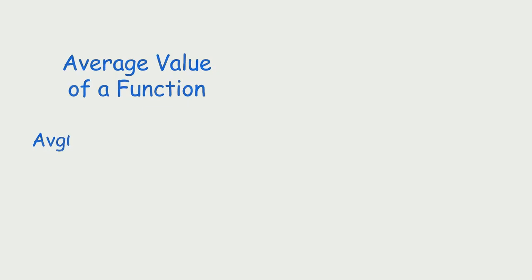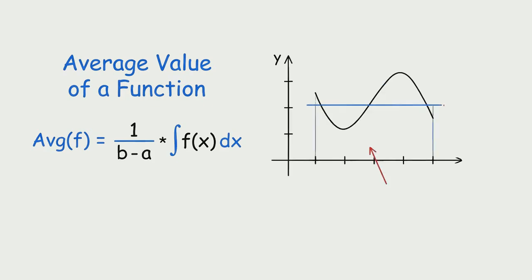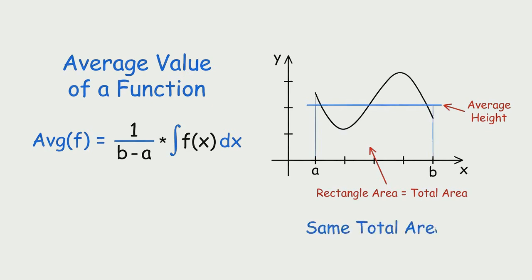You can even use integration to find the average value of a function. The average value of f over [a, b] is 1 over b minus a times the integral from a to b of f of x dx. It's like asking if the function were constant, what value would give the same total?